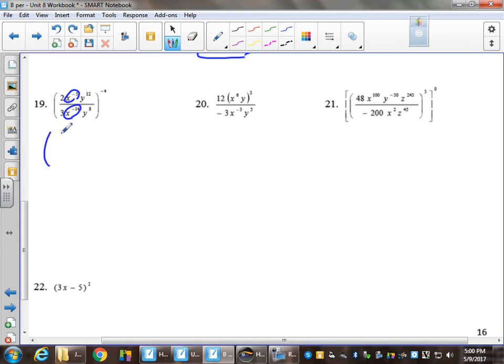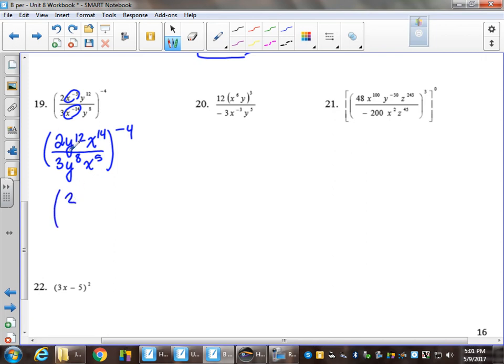So inside parentheses, I now have 2 y to the 12th, x to the 14, divided by 3 y to the 8th, x to the 5th. So all I did there was take care of moving my negative exponents. I see that I can use my quotient property on the y terms and the x terms.